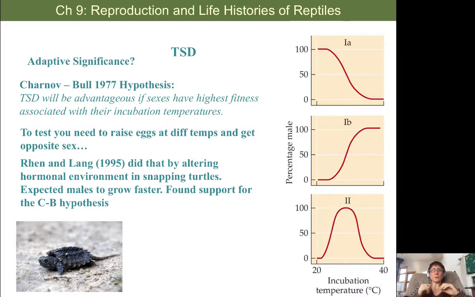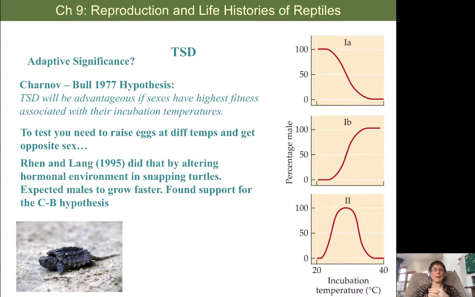So what they wanted to do was to produce males and females at both the low and the high temperatures. What they did was they introduced aromatase inhibitors. So basically they adjusted the hormonal environment in the eggs. They actually injected these in the eggs. And they were able to produce males and females at both the low and the high temperatures, and then they compared their growth rates. And what they found was that both males and females that were produced at lower temperatures grew much faster than either males or females produced at higher temperatures.